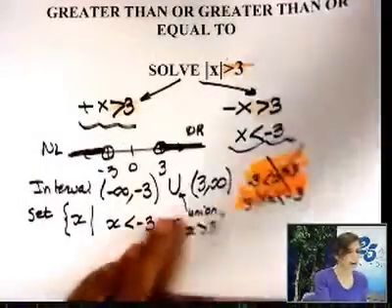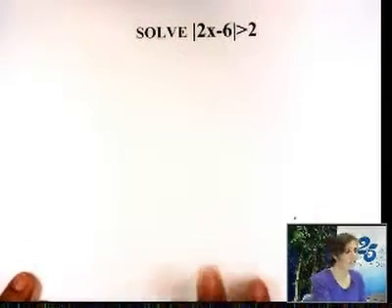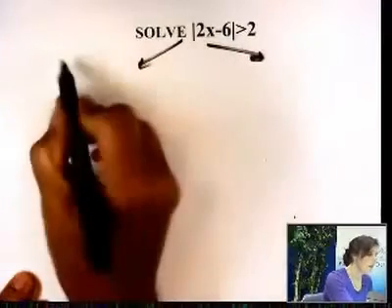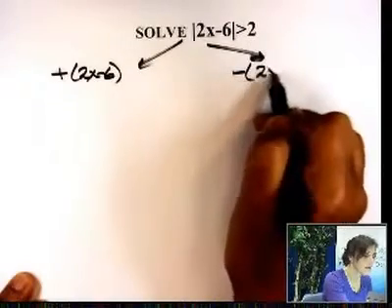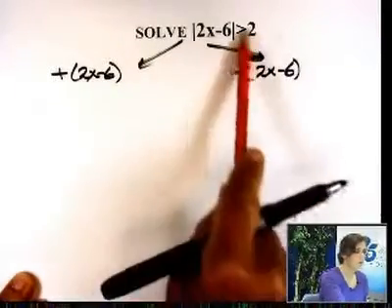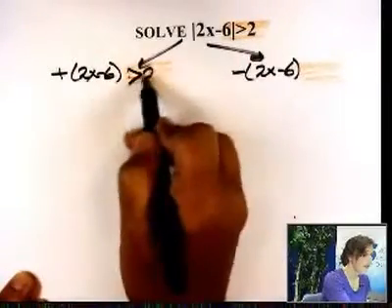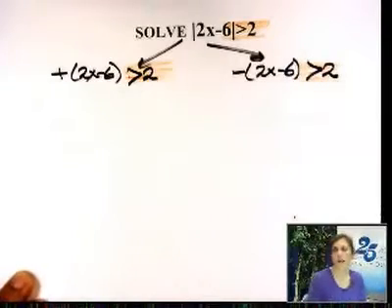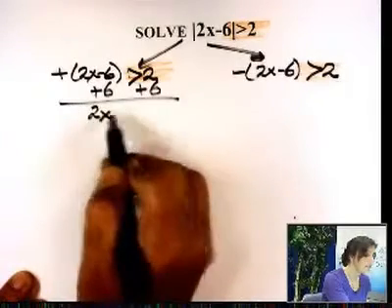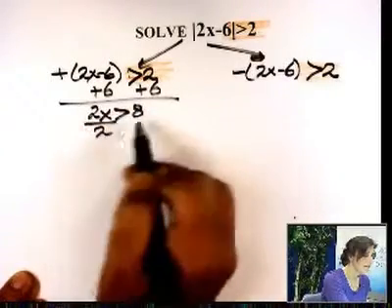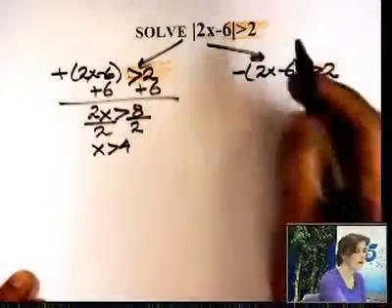Okay. All right. So let's do this problem. 2x minus 6 greater than 2. Two parts. This part doesn't change. Greater than. Let's work it out. Add 6 on both sides. Give 2x greater than 8. Divide both sides by 2. x greater than 4.